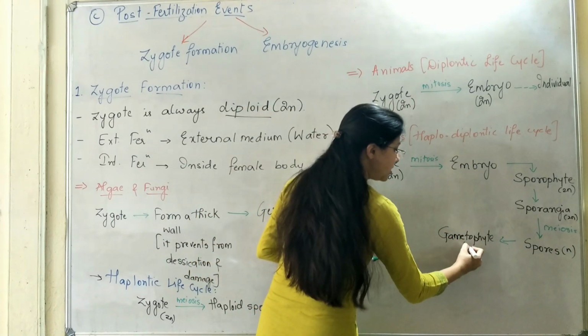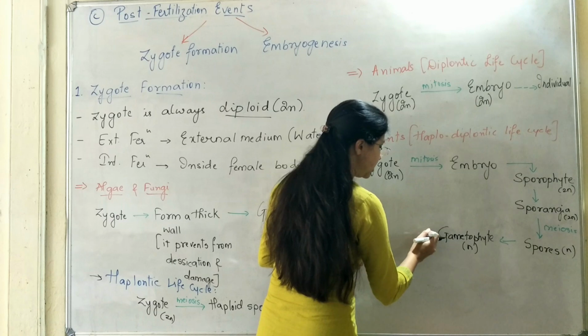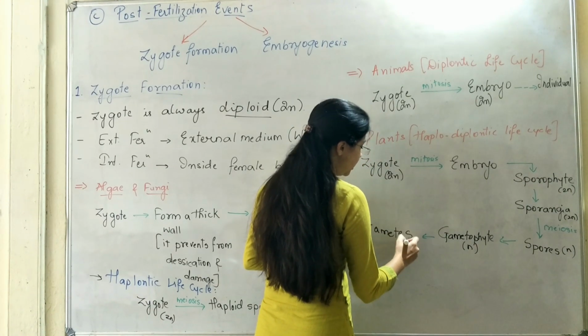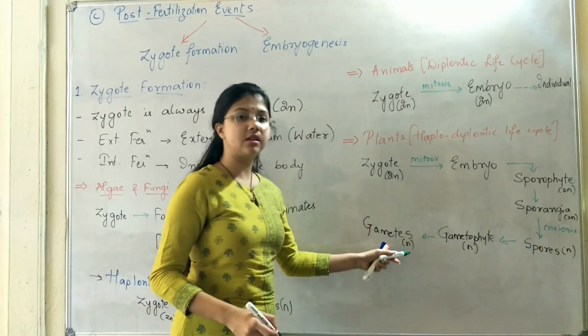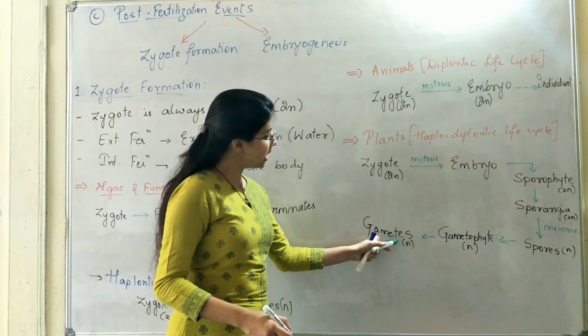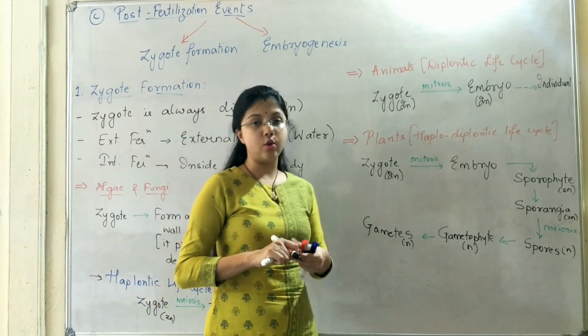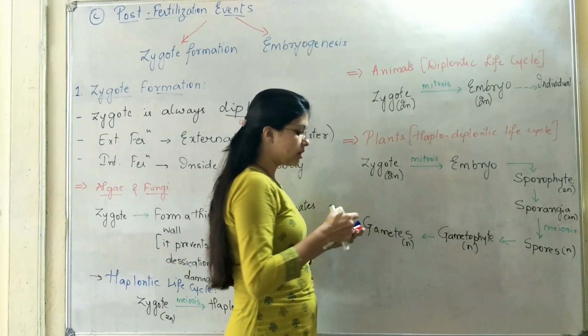So the gametophyte stage again will be haploid, and this gametophyte stage ultimately gives rise to the gametes. And these gametes again are always haploid. These gametes again will fuse together to result in the formation of the zygote. So in this way, the cycle is completed.